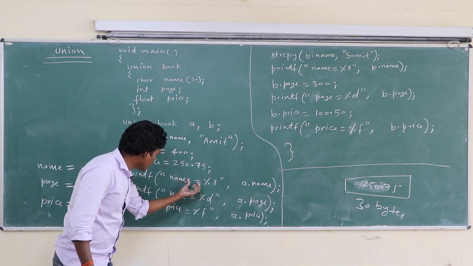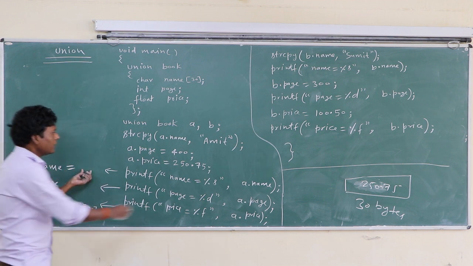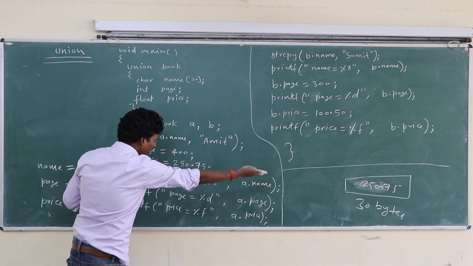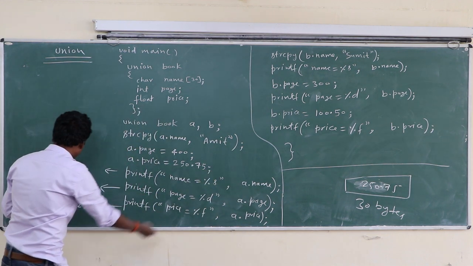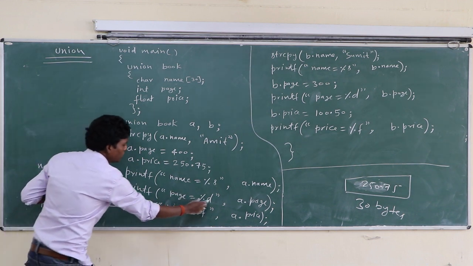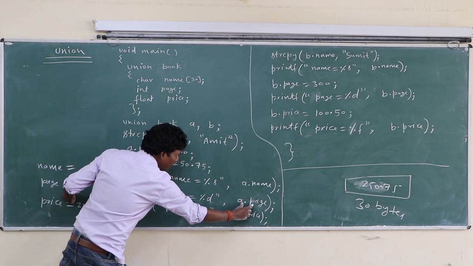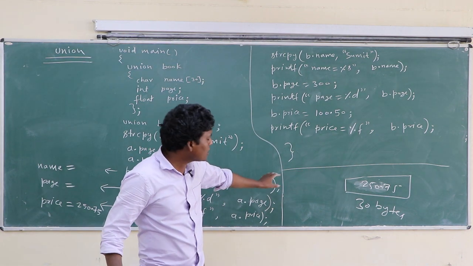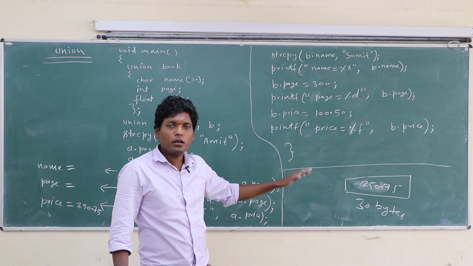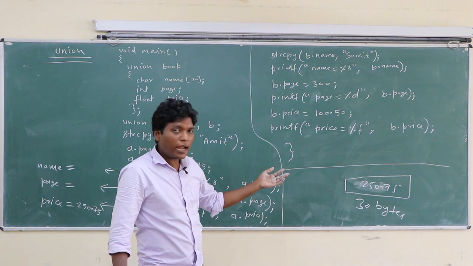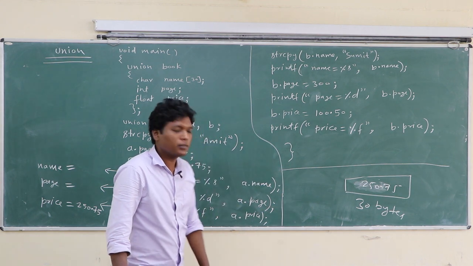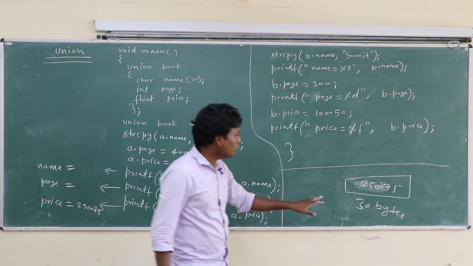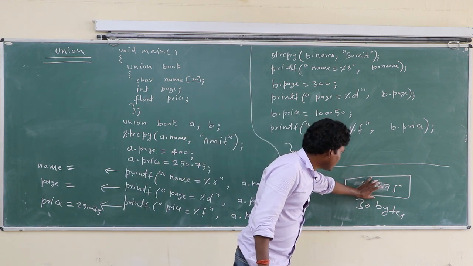Only name equal to, name equal to, and in place of this there is nothing, because the memory is washed at the last. Page equal to, in place of %d there should be a dot page, but there is no page. 400 has been washed because there is a single memory, and every member writes its value on that single memory location. So this will also be washed, but a dot price is the last value, so this last value is reflected in the memory.